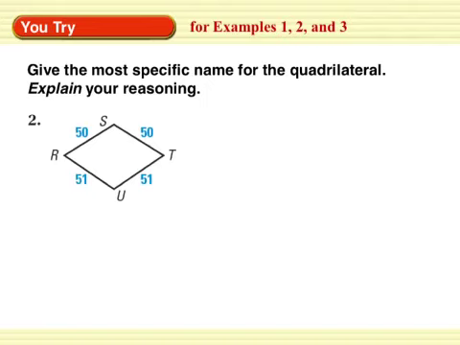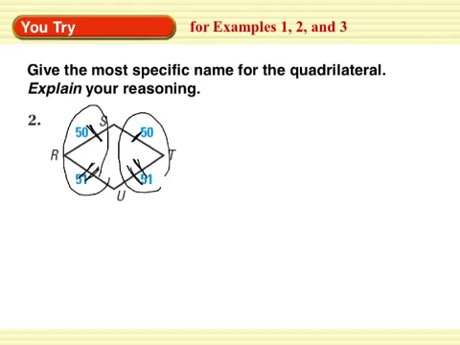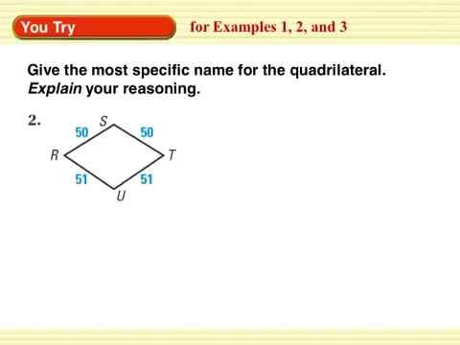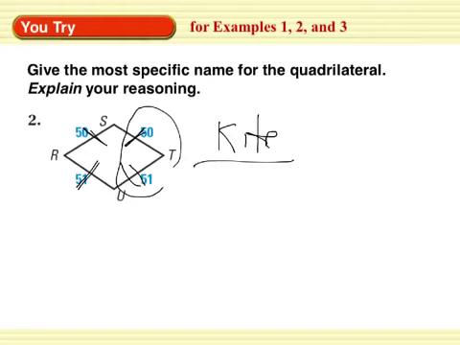You try again. Give the most specific name for the quadrilateral. Explain your reasoning. I have these two congruent and these two congruent. And that's really all we know. Yep, we don't know anything else. So when you have consecutive sides not congruent, but opposite sides across from each other congruent, that is a kite.